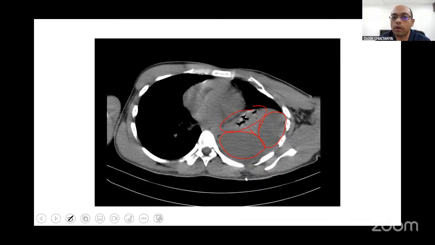Here, what else would have helped is if we had done contrast imaging, then we would get to know the status of the pleura. As I'm marking here, we'll get to know the status of the pleura.